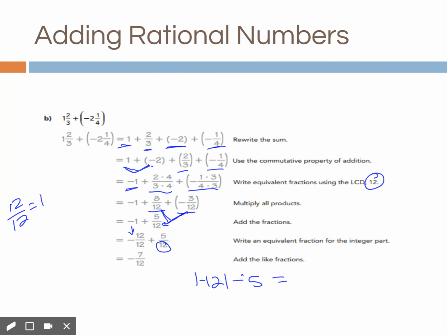So the absolute value of negative 12 is 12, minus 5 is 7, and we keep the sign of the larger number, so 12 is larger than 5. So that's why we have a negative 7/12 here in our answer.